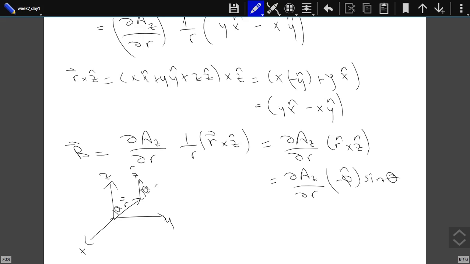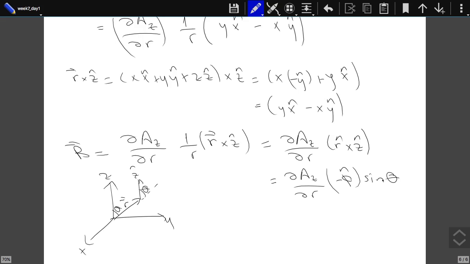Now, how do I define the phi hat vector? I define it as, let's just take this point and rotate it around the z-axis such that the angle that it makes with the x-axis is increasing. So that direction is the phi hat direction. So the direction of r cross z hat is the phi hat direction.